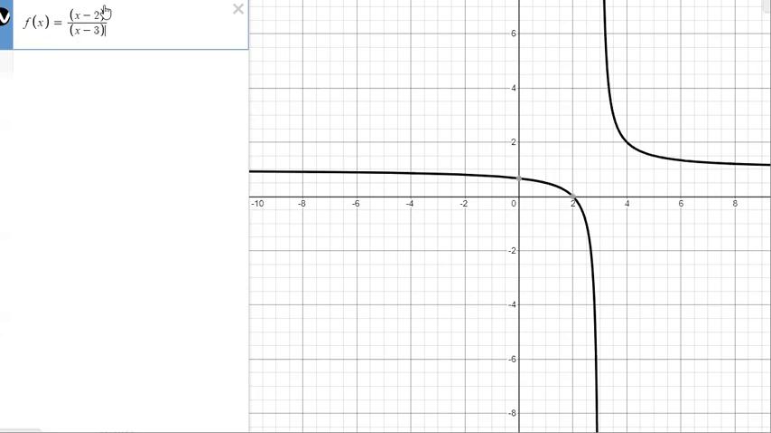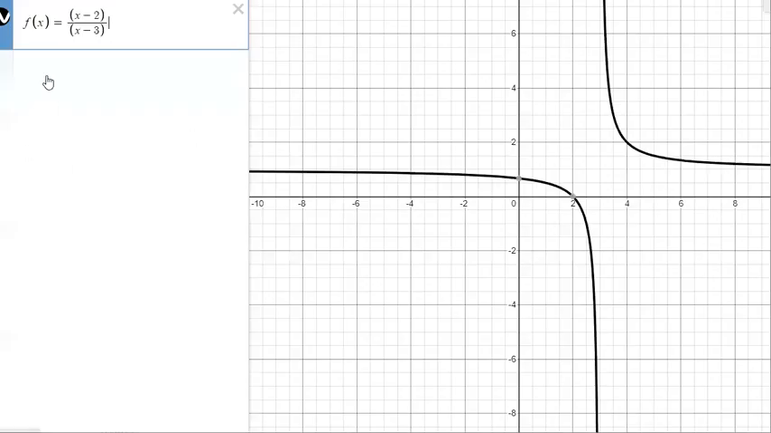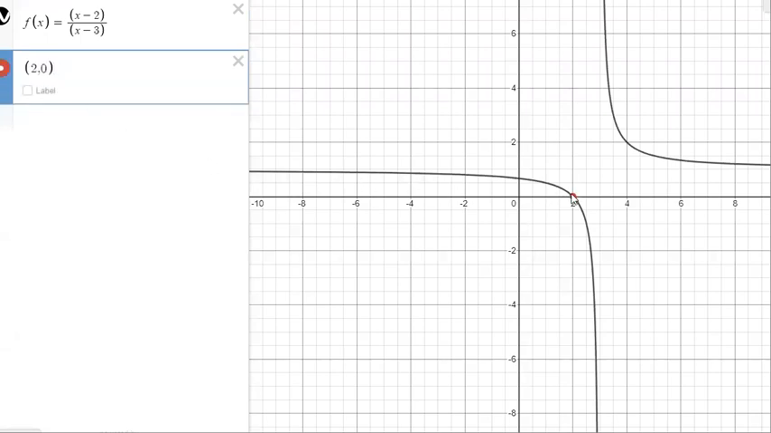Now, the first thing I want to do is label the first thing that I found, my zeros. And the zero is just going to be the point 2 comma 0, right? So I'm going to graph 2 comma 0 on my graph. So I need the ordered pair 2 comma 0. It shows up as a red point down here. That's going to be where it crosses the x-axis. So that's where the zero comes in.